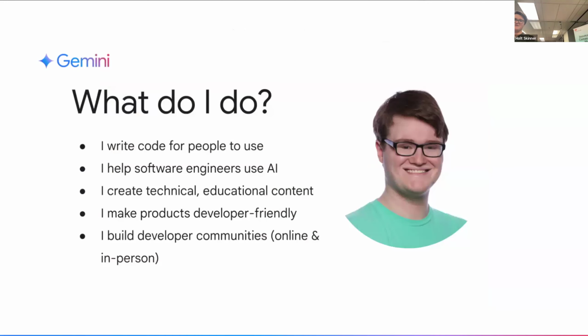It's been excellent. So what kind of stuff do I do? I write a lot of code, mostly for other people to use, mostly helping other software engineers out in the world use AI, specifically on Google Cloud or whatever other service you'd like to use. I create a lot of technical educational content, things like YouTube videos, blogs, and Jupyter notebooks. I manage open source GitHub repositories, and I publish a lot of stuff out there. And I work with the product teams inside Google Cloud to make our products as developer friendly as possible. And I help to build developer communities, both online and in person, like we're doing right here.